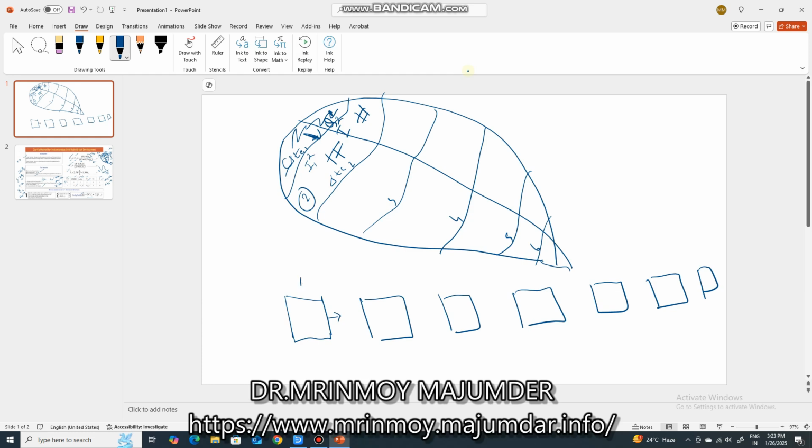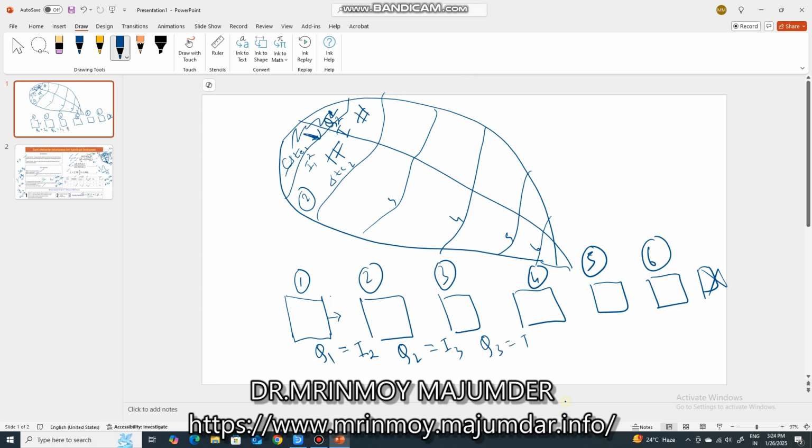Right? So if this is wall, this is 2, 3, this is 4, this is 5, this is 6, there is no 7. So the outflow from wall, Q wall, is the inflow for 2. Again, outflow from 2 is the inflow of 3. Again, outflow of 3 is the inflow of 4, and so on.